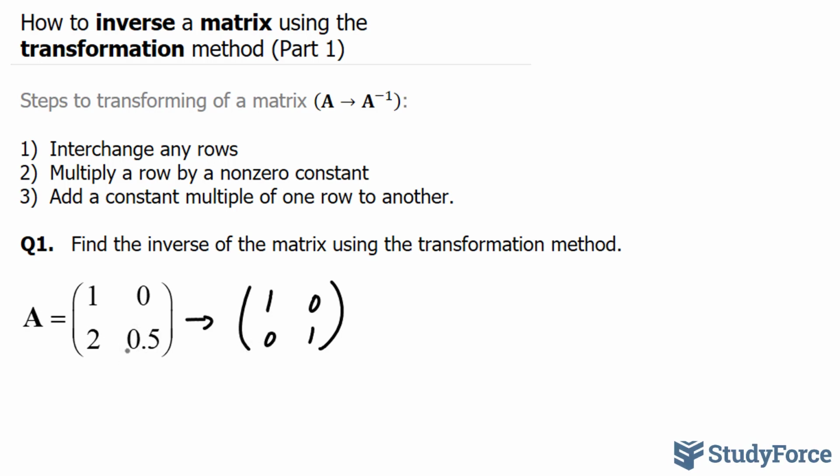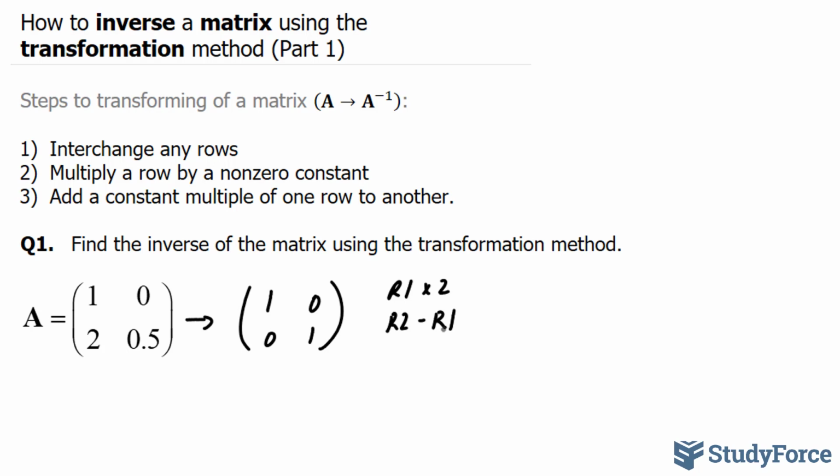And the rules are the following. You can interchange any rows, you can multiply a row by a non-zero constant, and you can add a constant multiple of one row to another. What I'll do first is try to convert this 2 into a 0. And the way I can do that is multiply row 1 by 2 and then subtract row 2 from the product of row 1. Here's what I mean. Multiply row 1 by 2 and then subtract row 2 from row 1.